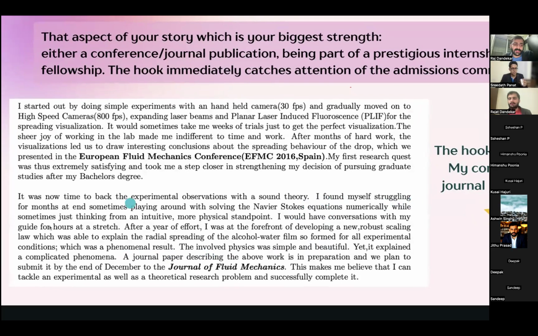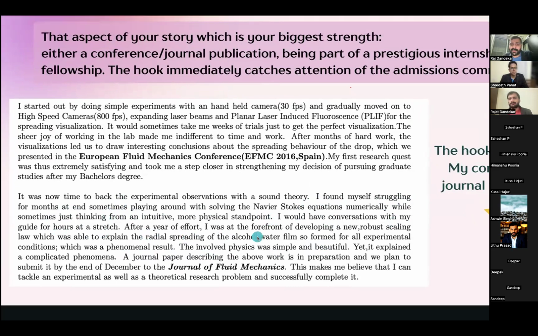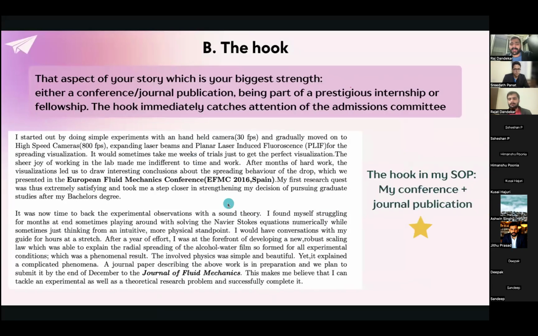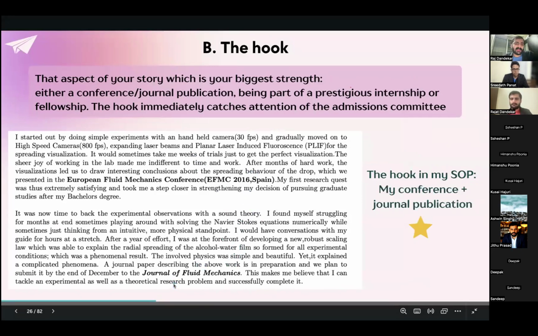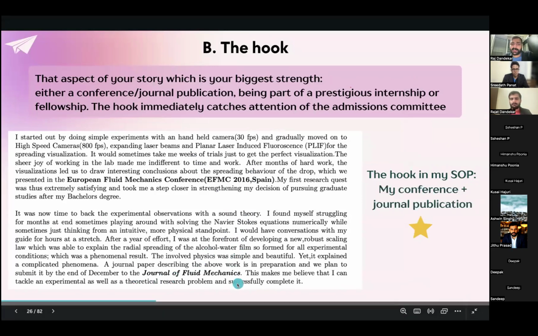I found myself struggling for months at end. I would have conversations with my guide for hours at a stretch. After a year of effort, I was at the forefront of developing a new equation, which was submitted to Journal of Fluid Mechanics. It's impossible to write all of this in the resume, right? But I have given so much passion and emotion to this paragraph that when someone comes at the end of this paragraph, they'll feel that I've put so much effort, and it's evident by this publication. So that was my hook.